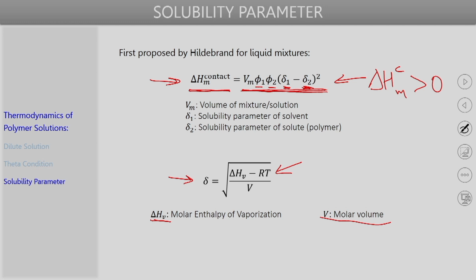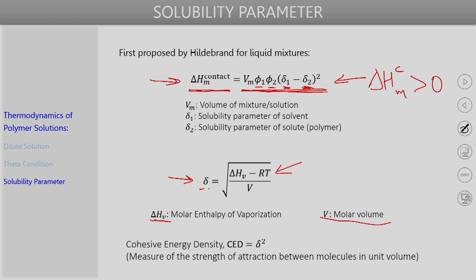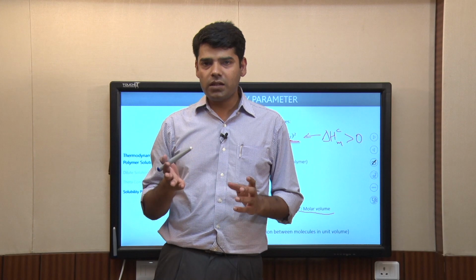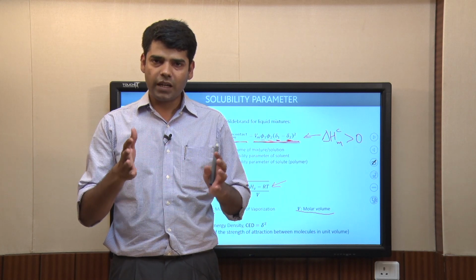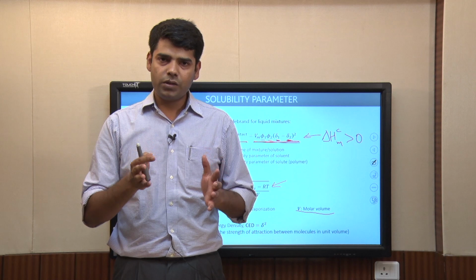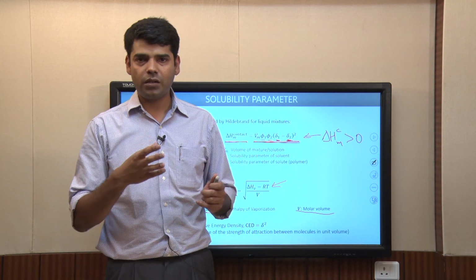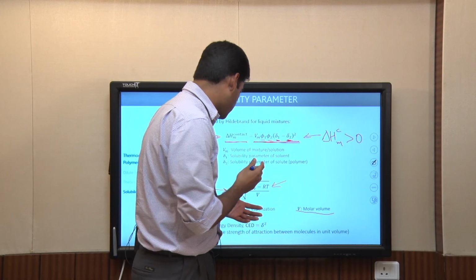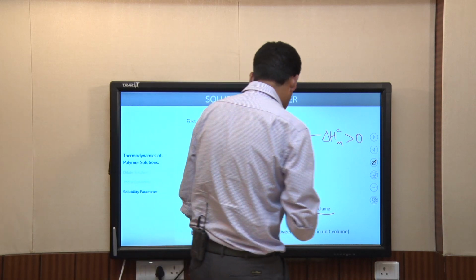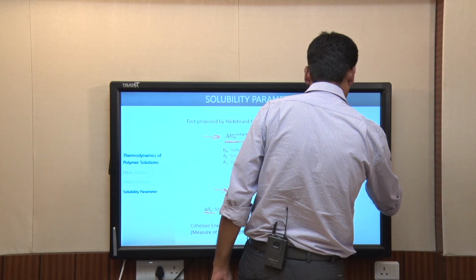The square root of this ratio is how the solubility parameter is defined by Hildebrand. The square of the solubility parameter, delta square, is referred to as the cohesive energy density, or CED. Again, as the name suggests, it is a measure of the strength of interaction in our solution per unit volume, an interaction strength density. It is just the square of the solubility parameter.